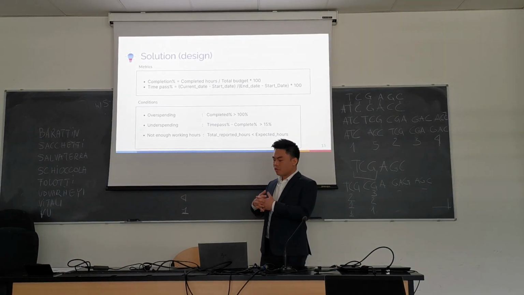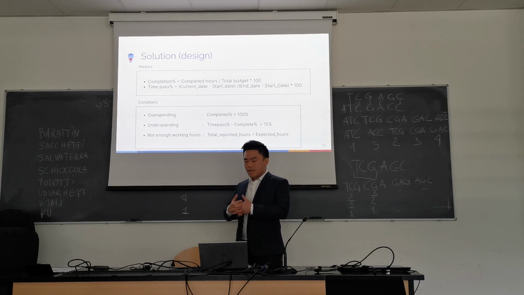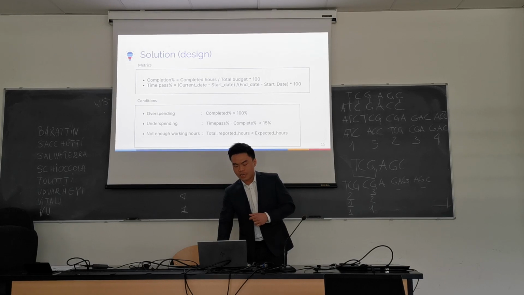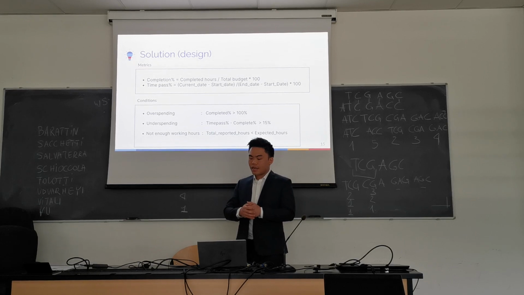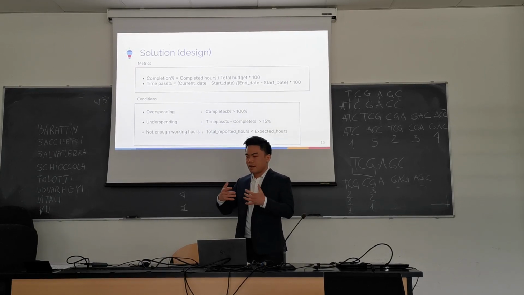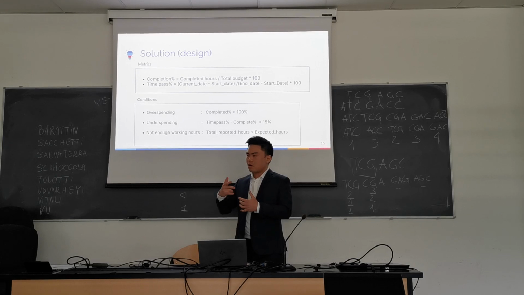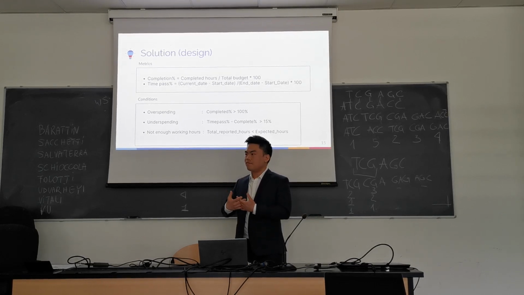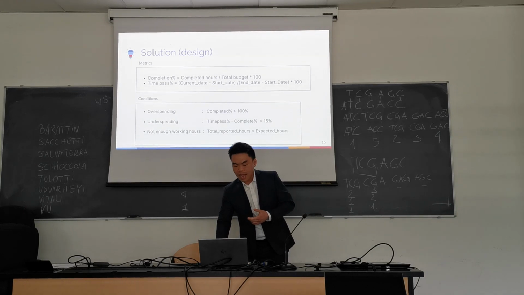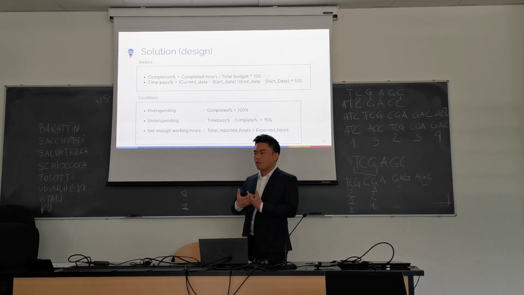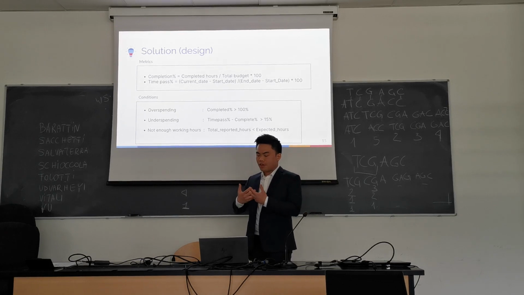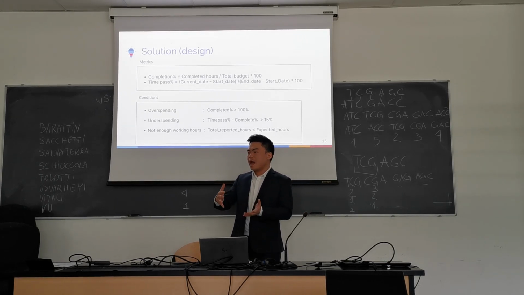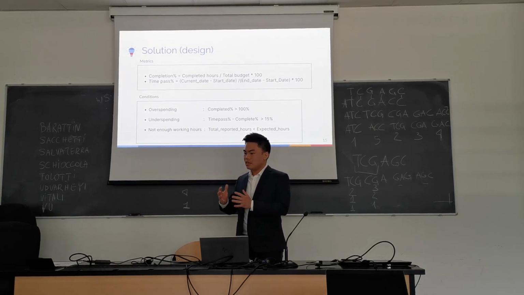So my approach is that my solution is based mainly on two metrics, which are the completion rate and the time pass rate. The completion rate, which already exists in the system, is the ratio between the recorded hours divided by the total number of hours. And secondly, I introduced another metric called the time pass rate, which is the ratio between how many days have passed compared with the total number of days in the budget.